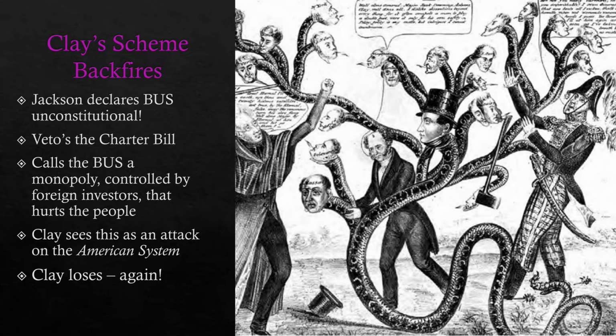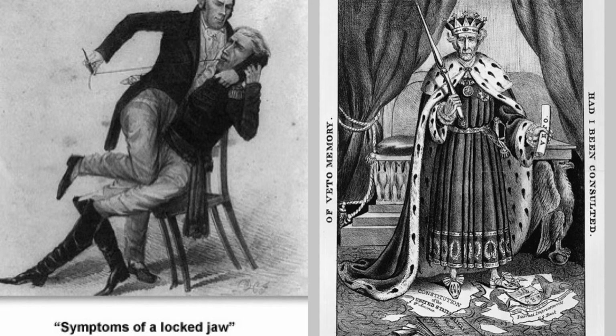Okay, the bank is trying to kill you? Well, let's see about that. These are our political posters or political cartoons of the time period. There's Henry Clay right there. Symptoms of a locked jaw. That's Clay on top of an old man Jackson. He's sewing his mouth shut, trying to basically censure him, say that, you know, you're old, you're feeble. He's even kind of kneeing him in the groin there a little bit.